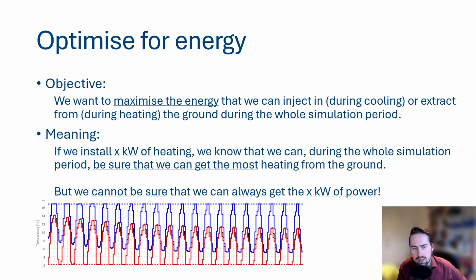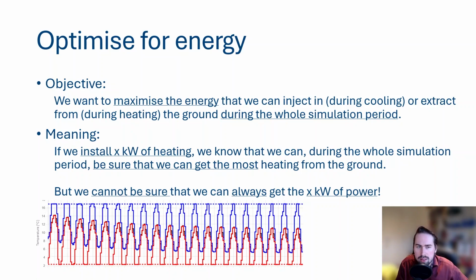And this means that if we install a certain amount of heating power, we know that we can, during the whole simulation period, be sure that we can get the most heating out of the ground. We can extract the most heat out of the ground. But we cannot be sure that we can always get the power from the ground that we have installed. So that's when we end up with the figure like we've discussed before.